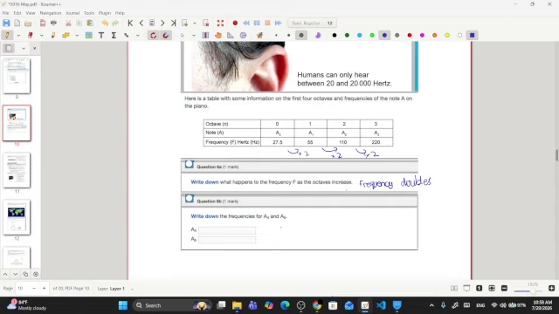Write down the frequencies of A4 and A5. Now, logically speaking, A4 was supposed to be here and A5 was supposed to be here. This was octave 4, this was octave 5. This should have been twice, that becomes 440. And this should have been twice again, that should have been 880. So essentially what we are saying, as the octaves increase by one value, the frequencies double.